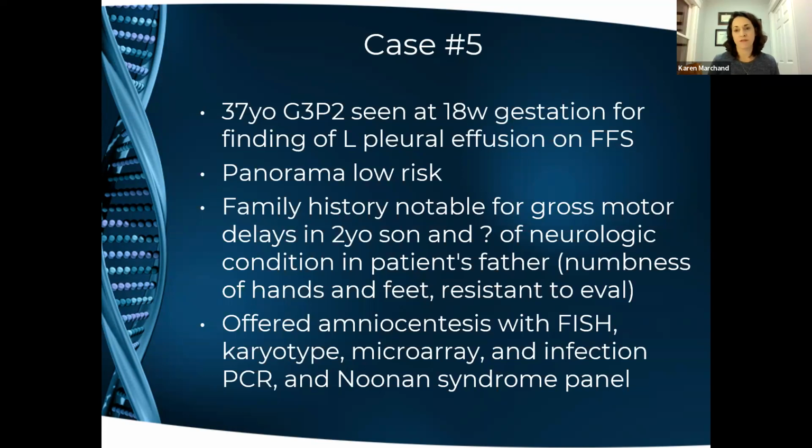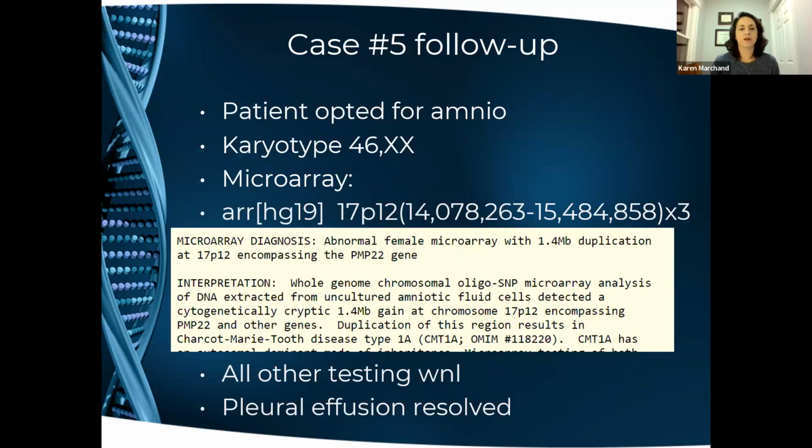This patient would have been offered Vistara, but she was seen prior to its creation, so was not. She opted for amniocentesis and all of the above testing. The karyotype was normal. The microarray did show a copy number variant, however, one that is not at all related to pleural effusion. So in this case, there was a 1.4 megabase duplication at 17p12, encompassing the PMP22 gene.